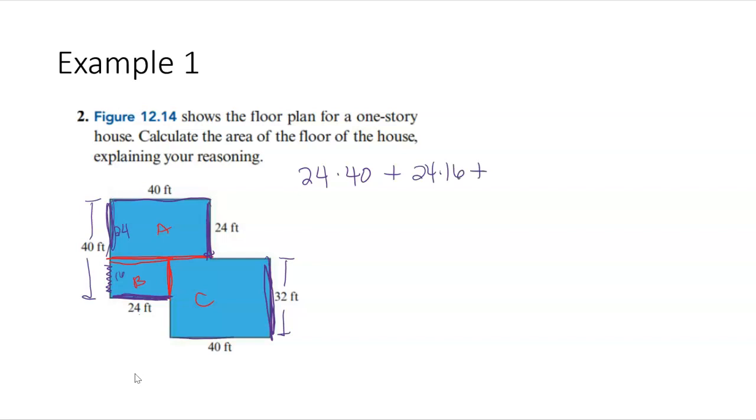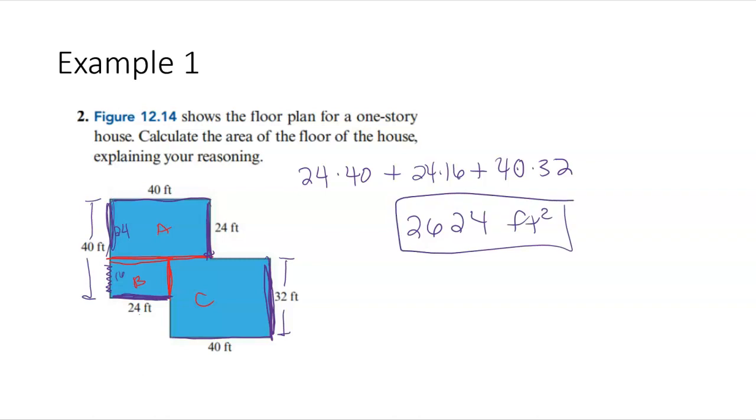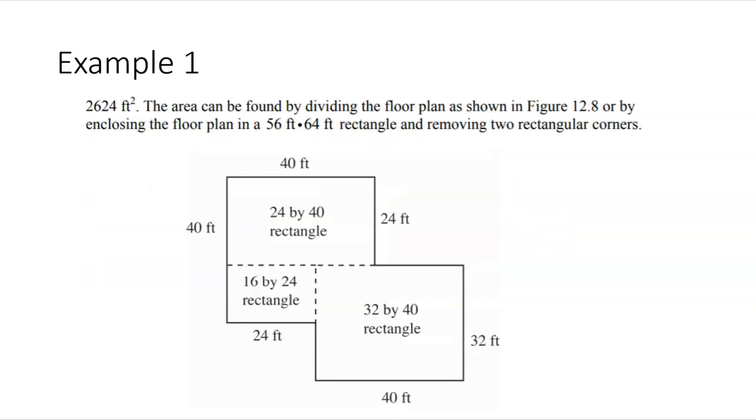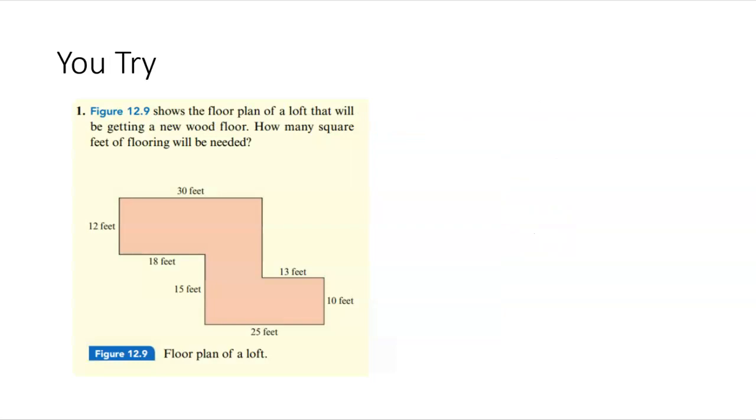And then over here, we've got 40 by 32. So we would multiply all those up, add them together, and we would get 2,624 square feet. Now, is that the only way to divide this? Absolutely not. There are lots of different ways, but here it is written out for you as well. You go ahead and give this a try. Press play when you're ready to see the solution.